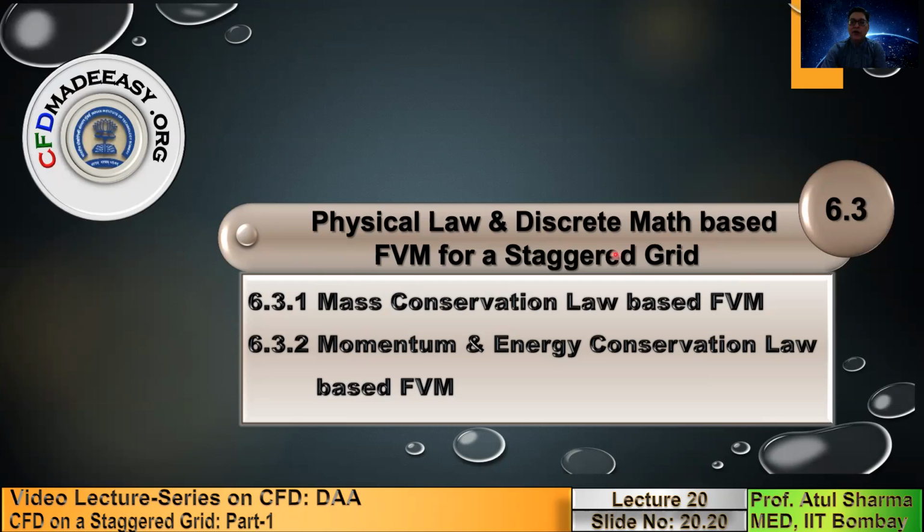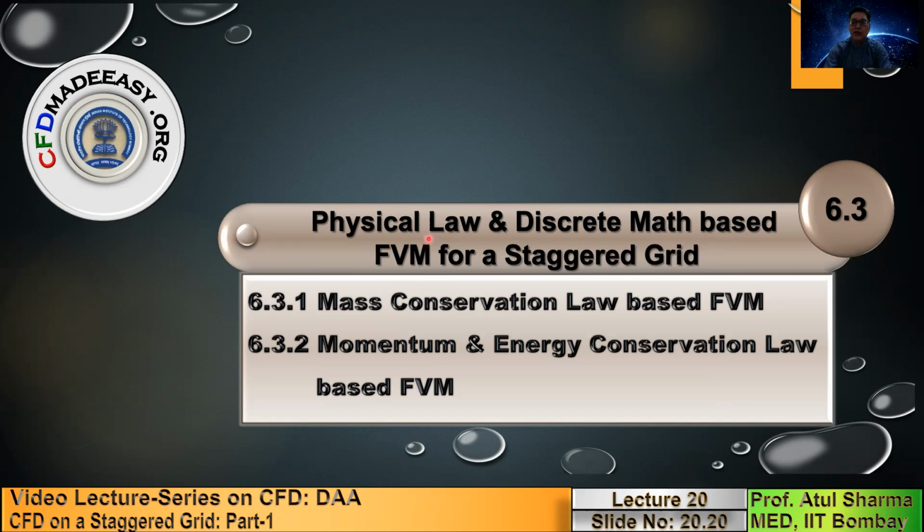Note that in the previous topic, which corresponded to lecture 19, I have already presented this physical law and discrete math-based finite volume method, but that was presented for only one pixel or one grid point, not only for pressure but also for velocity. However, for a staggered grid, the finite volume method becomes a little different, so it is presented here for a staggered grid. So I'll follow the same sequence that I had used in lecture 19.